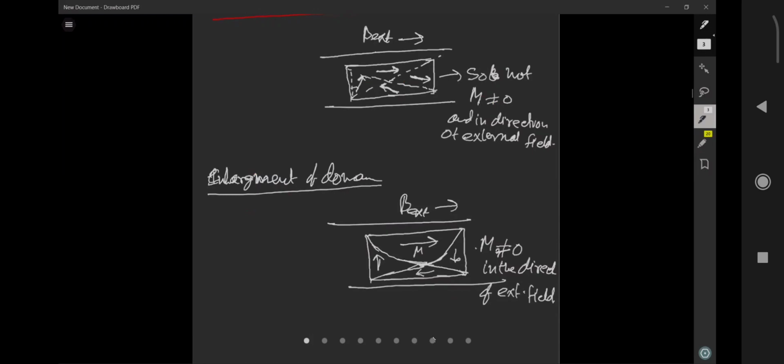So on the basis of domain theory, the magnetization of a ferromagnetic substance is totally dependent upon the external magnetic field. When it is a little less, there will be orientation of domains. If it is large, there will be enlargement of the domains. But by both methods, we are acquiring magnetization in the case of ferromagnetic substances. Any problem? Hello. Yes, sir.